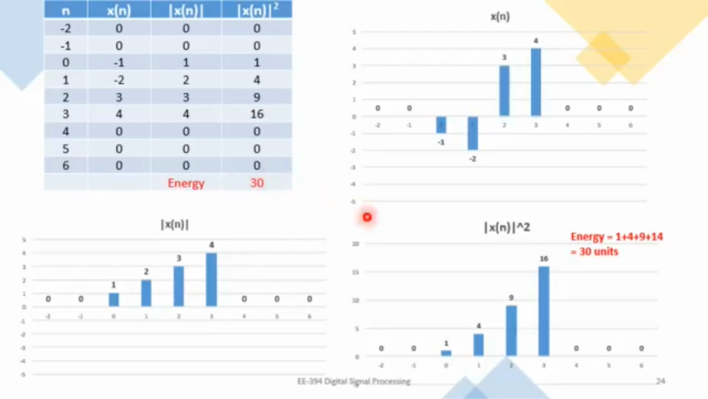So graphically, this was the signal x[n]. We take the magnitude, and we get to this point where minus 1 becomes 1, minus 2 becomes 2, then 3 and 4. Then we take the square, so 1, 4, 9 and 16, and then we add all these values. We end up with 30 units, and 30 is a finite number. So we can say that this is an example of an energy signal.